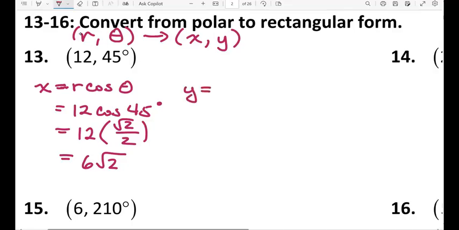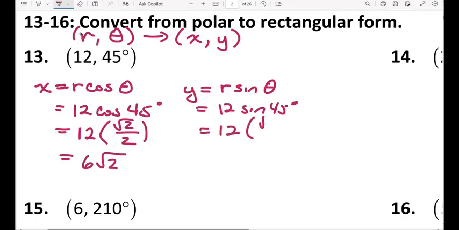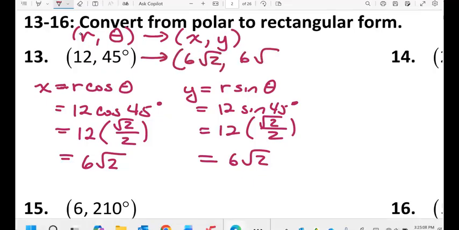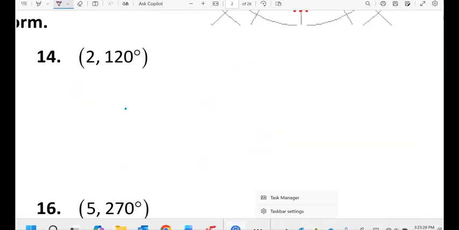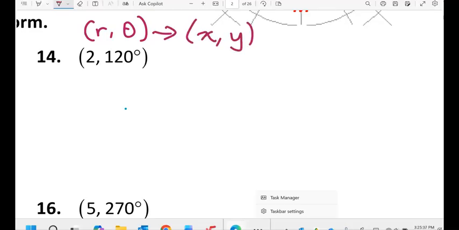The y value is equal to r times the sine of theta, and that's 12 times the sine of 45 degrees. The sine of 45 degrees is also square root of 2 over 2, so that simplifies to 6 root 2. So that means the x comma y that we converted to is 6 root 2 comma 6 root 2. For number 14, again, we are given r comma theta, and we're trying to convert that to a point in rectangular form x comma y.